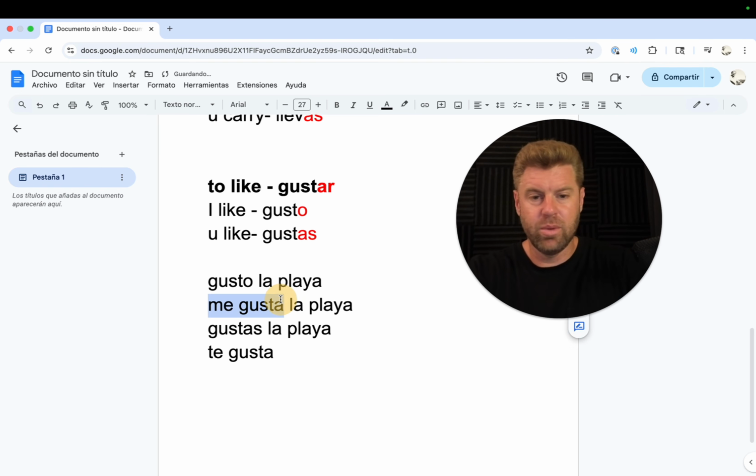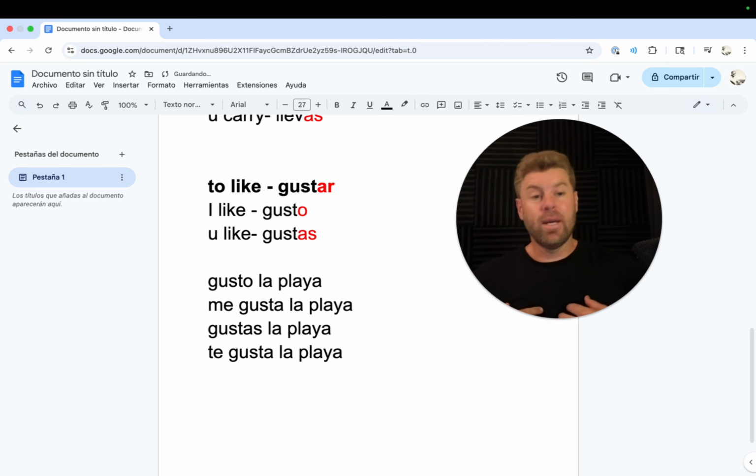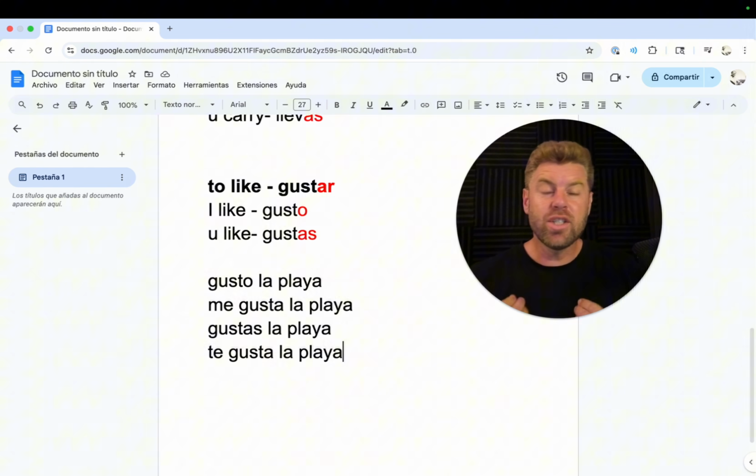I like is me gusta. You like is te gusta. So we don't say gustas la playa. We say me gusta la playa. And you probably know that already. I like it, me gusta. You like it, te gusta. Okay? What is going on here?